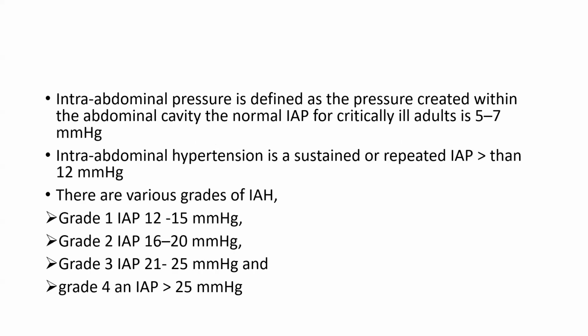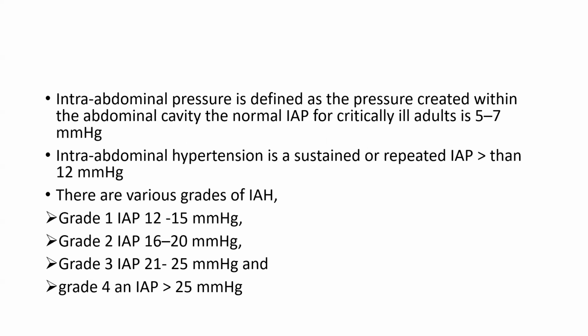Hello friends, today we are going to discuss intra-abdominal hypertension. So intra-abdominal pressure is defined as the pressure created within the abdominal cavity. The normal intra-abdominal pressure for a critically ill patient is 5 to 7 mmHg. Intra-abdominal hypertension is defined as sustained or repeated intra-abdominal pressure of more than 12 mmHg.